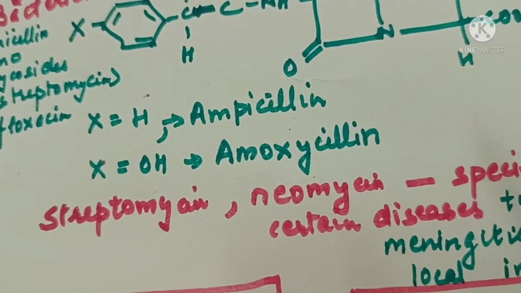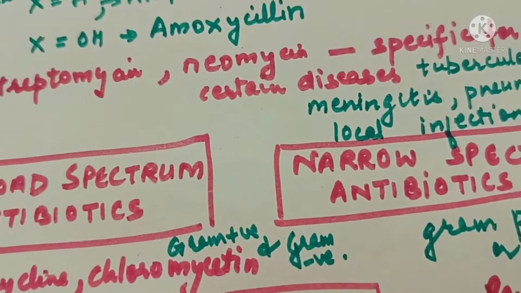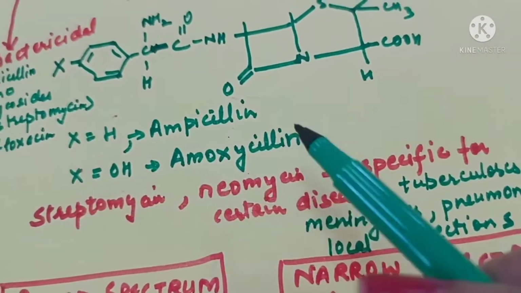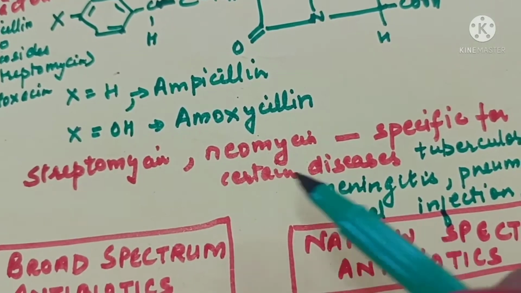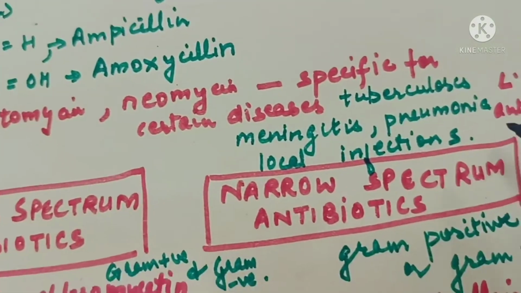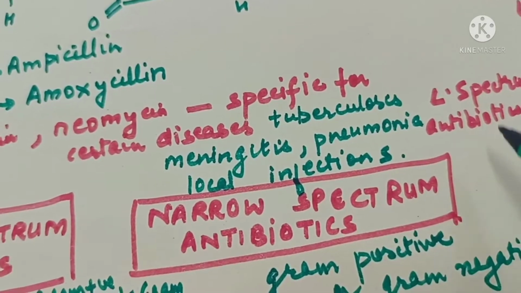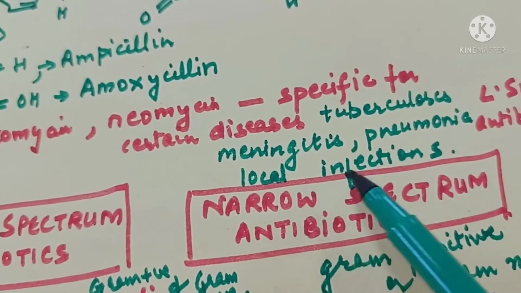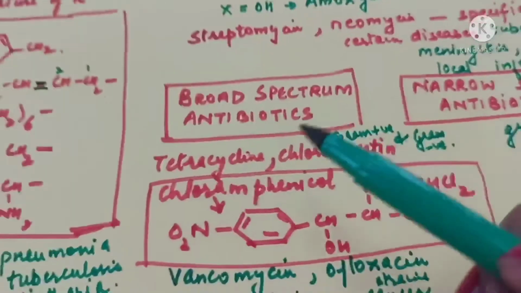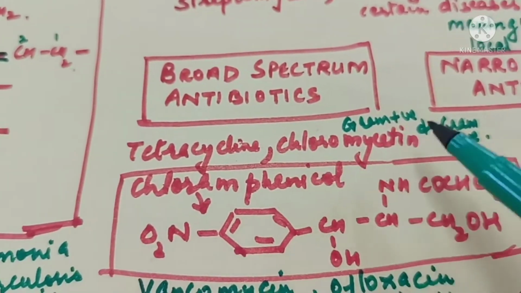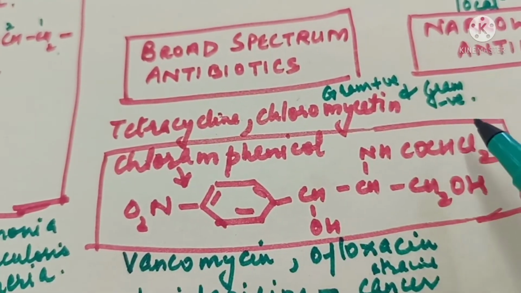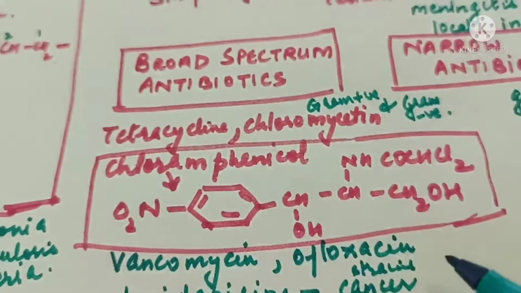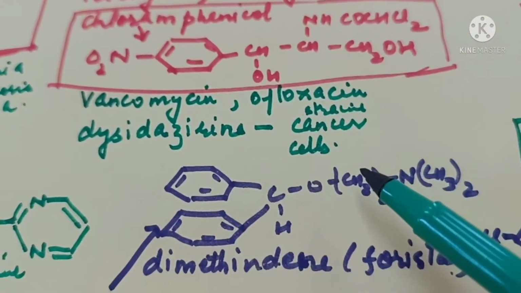Now, antibiotics can be further divided based on their action against diseases. If we have antibiotics which are specific to only certain diseases like streptomycin or neomycin, these are called limited spectrum antibiotics. They act only against these specific diseases, tuberculosis, meningitis, pneumonia, or local infection. If the antibiotic is effective against both gram-positive as well as gram-negative bacteria, then it's called broad-spectrum antibiotic, and it is used to treat a variety of diseases.